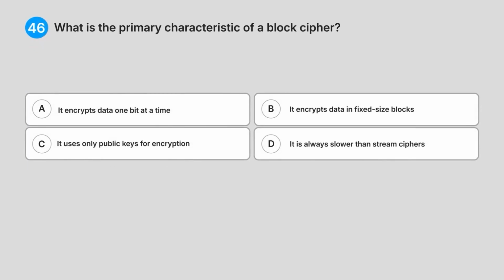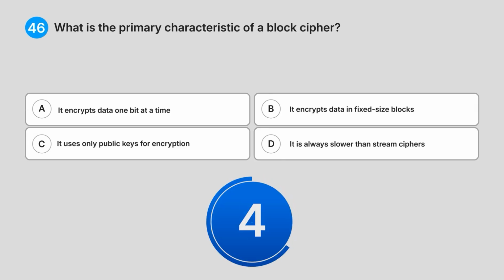46. What is the primary characteristic of a block cipher? A. It encrypts data 1 bit at a time. B. It encrypts data in fixed size blocks. C. It uses only public keys for encryption. D. It is always slower than stream ciphers. Can you guess the answer?